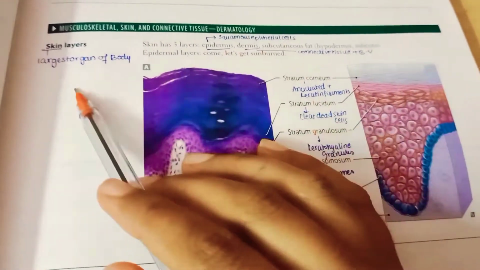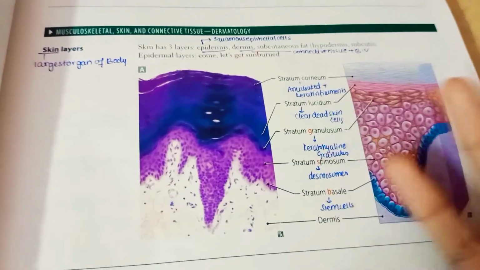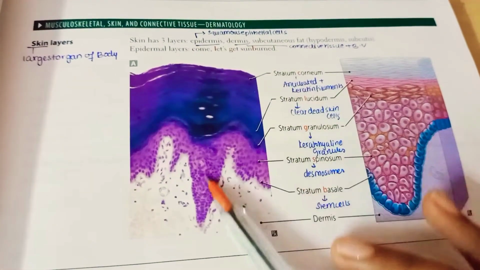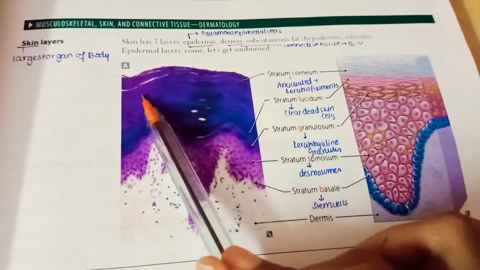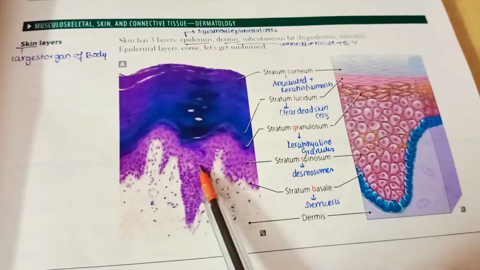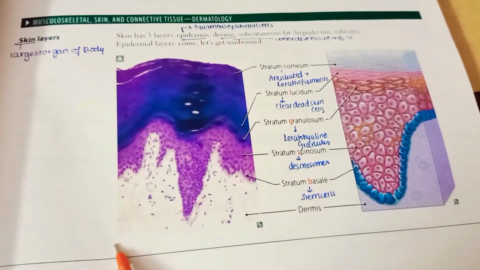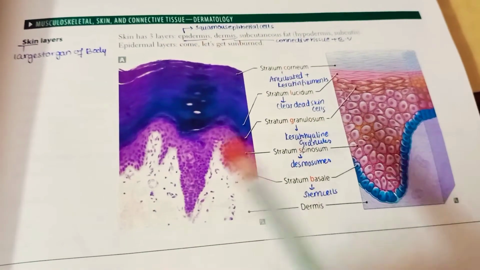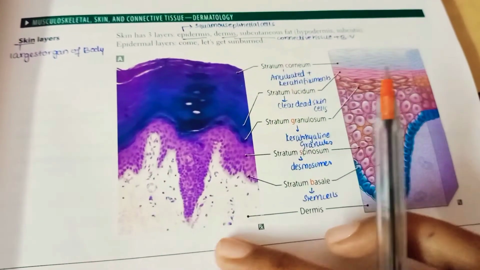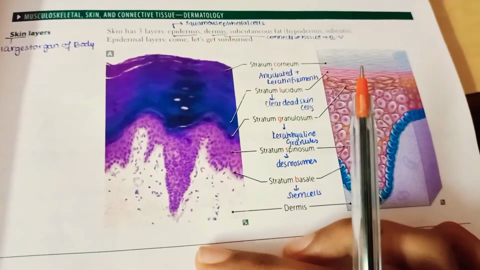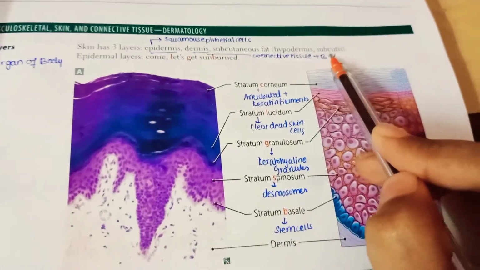So we know that skin is the largest organ of the body, and actually skin is made up of three layers. The first one is called epidermis, the next one is called dermis, and the next one is subcutaneous fat, which is not shown here. Actually, it is below this dermis. Below the dermis you have subcutaneous fat, which is also called hypodermis or subcutis.